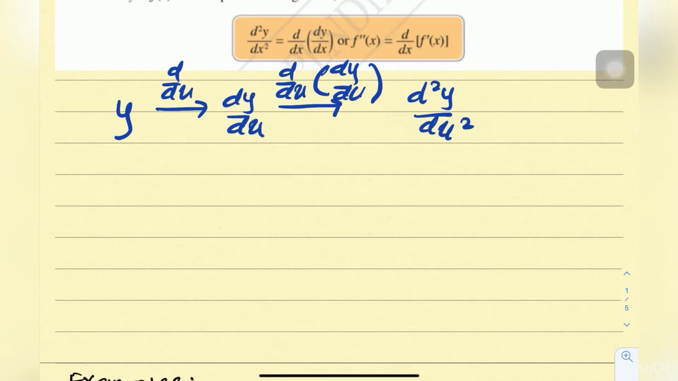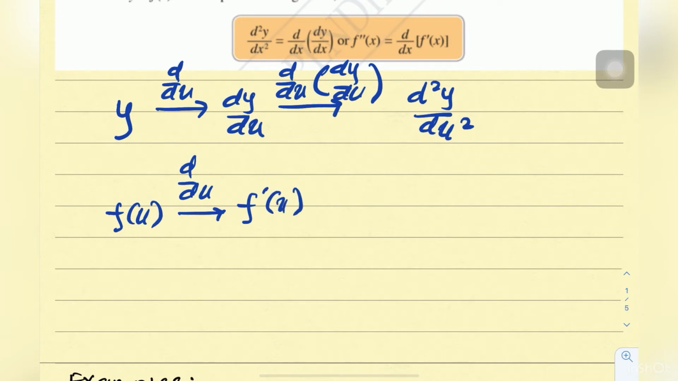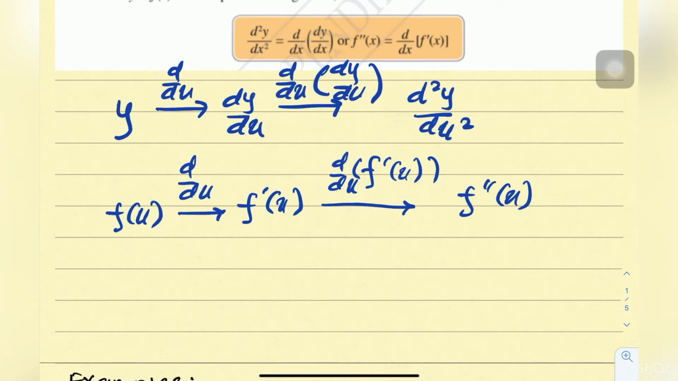Same thing if you have f(x). We differentiate once, d/dx, we get f prime x. Then we differentiate another time, so d/dx of f prime x, and we get f double prime x.